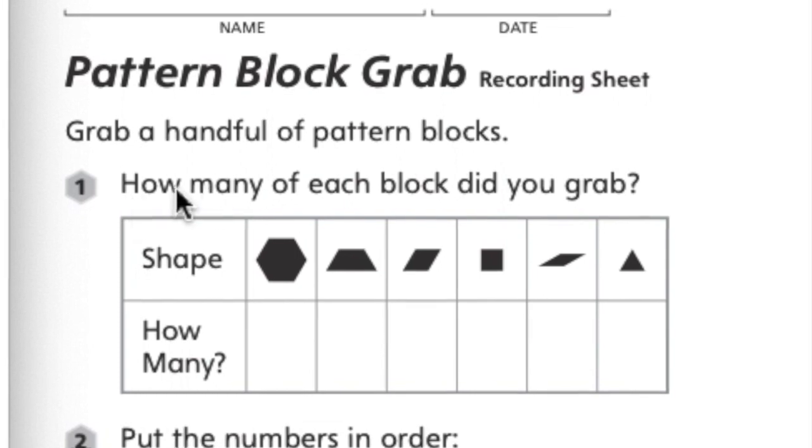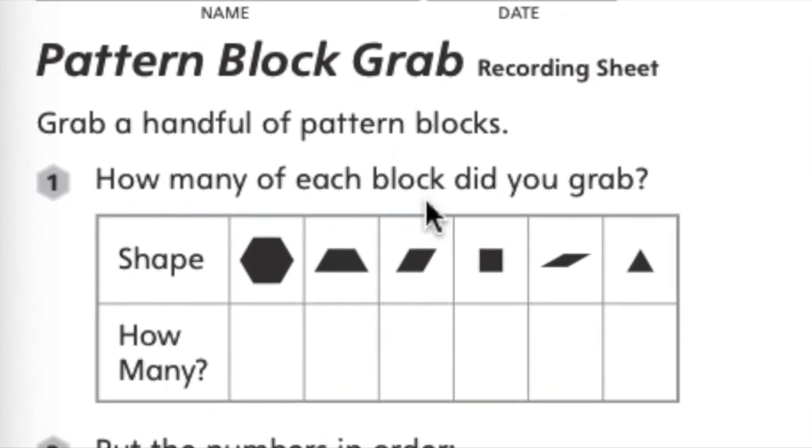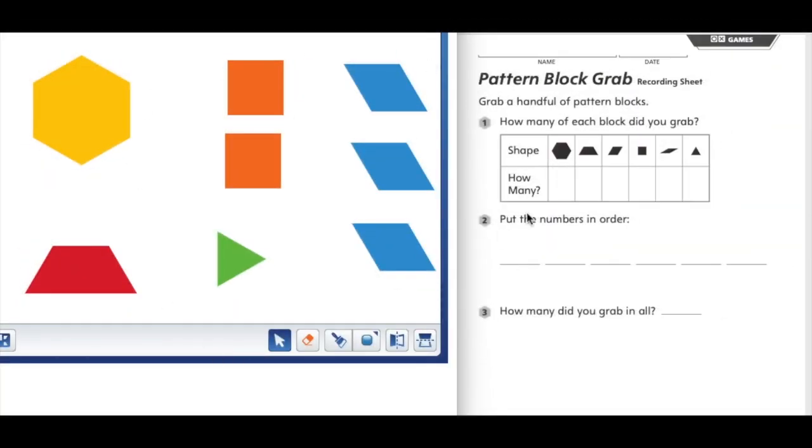Now it asks, how many of each block did you grab? How many hexagons did I grab? Look over here. Just 1. Good. So then, friends, once I've counted how many I have, 1 hexagon, I'm going to fill in underneath the hexagon the number 1. How many trapezoids do I have? Take a look. That's right, just 1. So I'm going to again put a number 1 right over here.